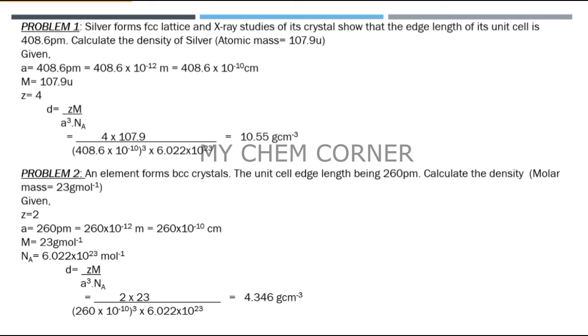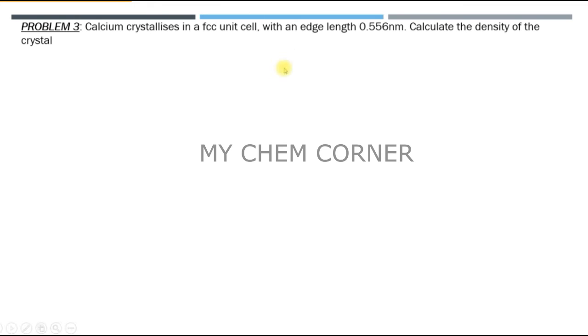Alright. Now let's move into the last question, which is problem number 3. Calcium crystallizes in an FCC lattice with an edge length 0.556 nanometer. So here the unit is different. Calculate the density of the crystal. So in this case, what is given to us is A value, which is in terms of nanometer. So the conversion that I gave you, use that conversion. So here, since it's nanometer, when you convert it to centimeter, it's going to be 10 to the power minus 7 centimeter.